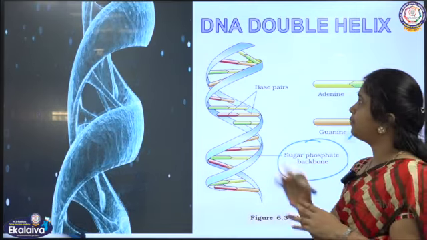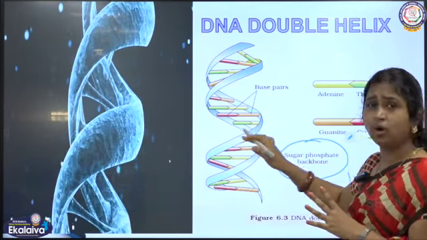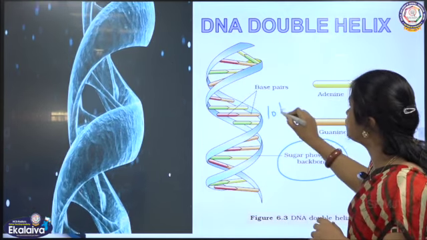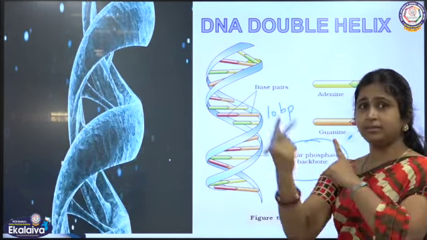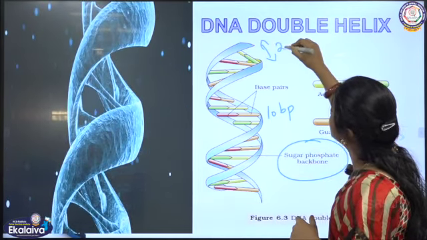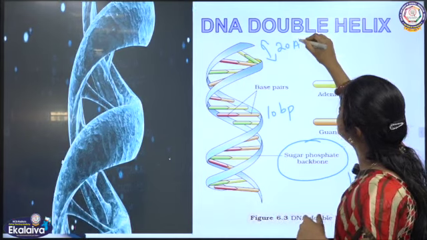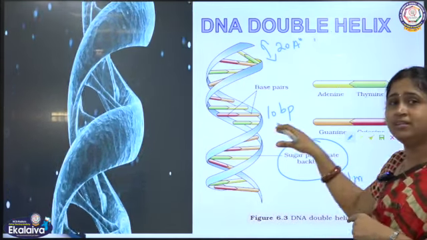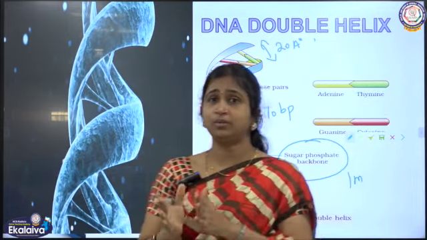And this DNA, totally, how is the coil? How many base pairs are there? There are actually 10 base pairs in one turn, okay. And what is the distance between them? It's actually 20 angstrom in distance, okay. So all these things in detail we are going to see about the DNA.